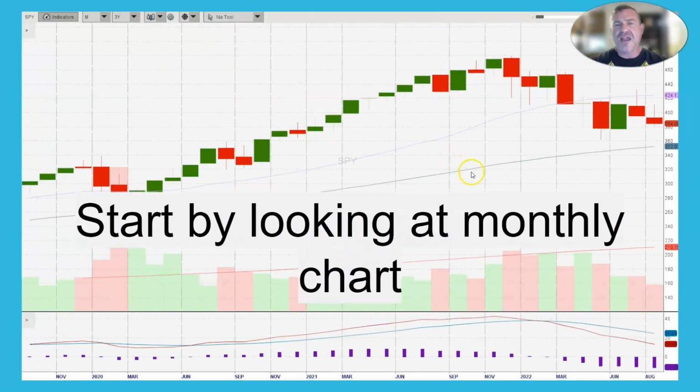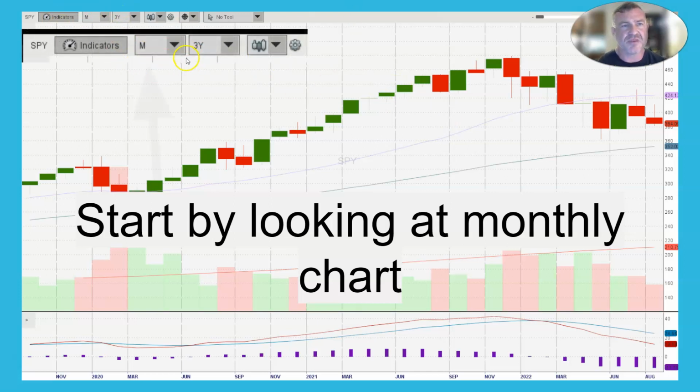And now that we have the chart set up, we're going to start by looking at the monthly chart. How would we know if it's a monthly chart? Right up here. See that M? This M right here? That is where we're going to start by looking at this monthly chart. Why are we looking at the monthly chart? Because we want to get an idea of the big picture. What the monthly chart is specifically is that each one of these Japanese candlesticks represents 1 month of trading.